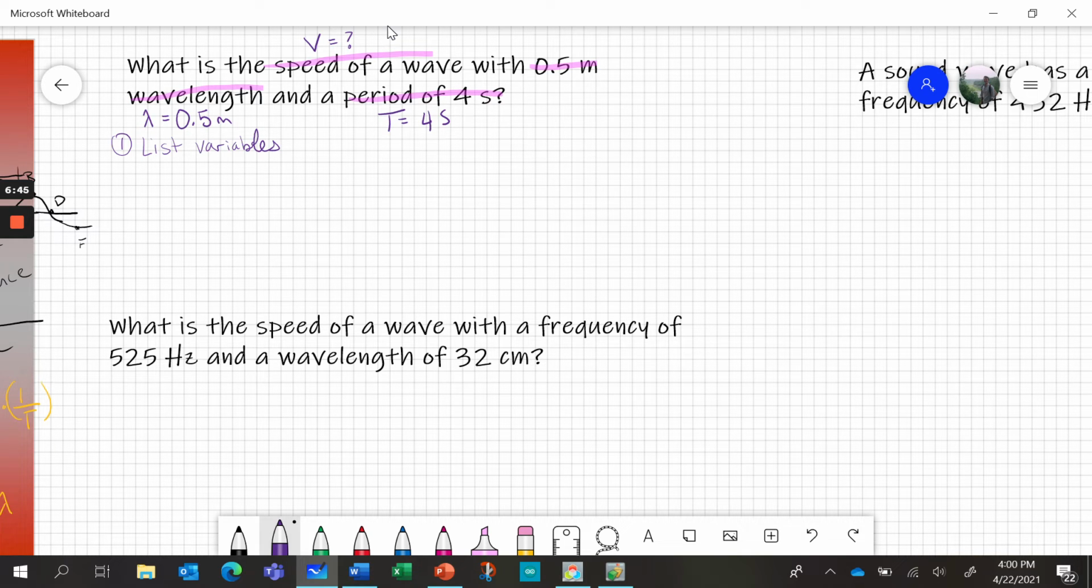So things that we picked out of the problem, velocity is our unknown, that's what we're solving for. Wavelength is equal to 0.5 meters, and our time period is 4 seconds. Okay, step two, we need to write out our equations.